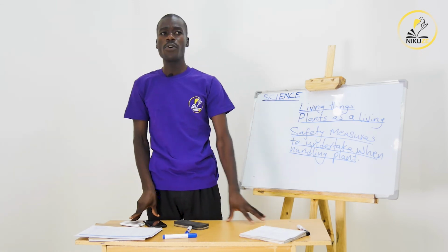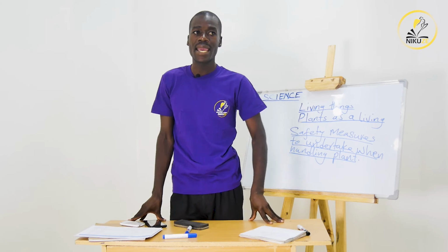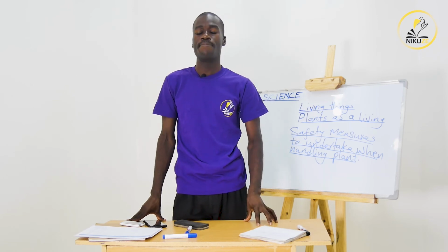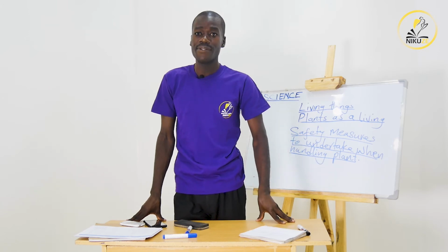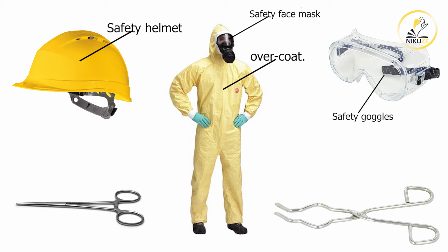Number one, we are supposed to wear protective gears or protective clothing, so that you protect yourself against unnecessary accident within the farm. Examples of these protective gears: number one, we have what is called overcoat. Number two, we have safety helmet. Number three, we have safety face mask. Number four, we have goggles. Number five, we have tongue. Number six, we have forceps. Number seven, we have gum boots. Number eight, we have the gloves that you put on your hands.